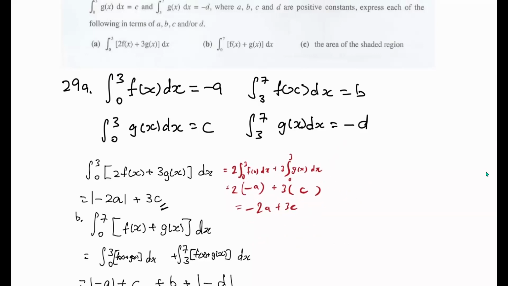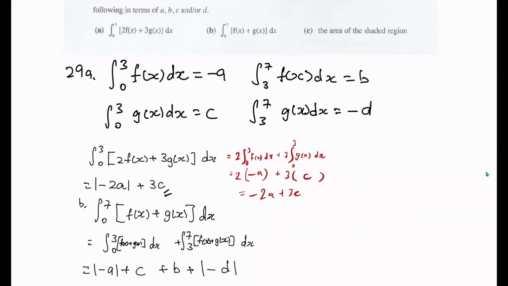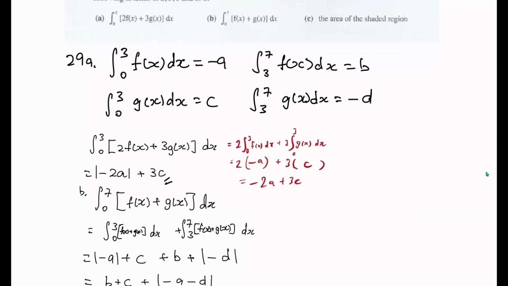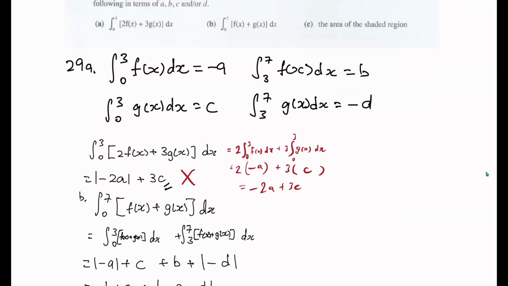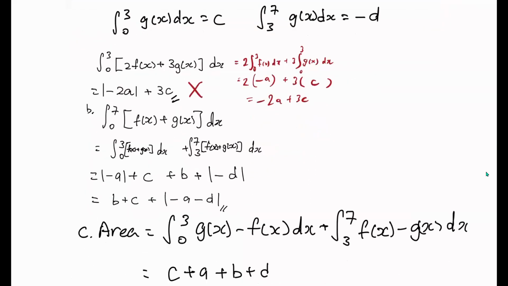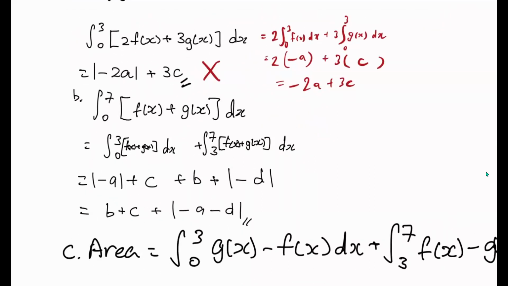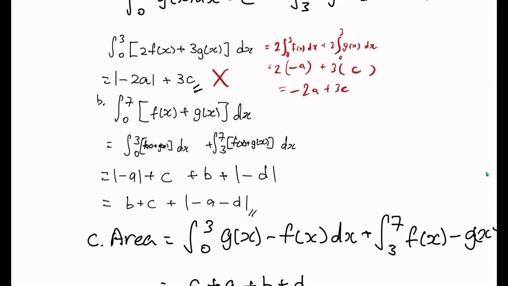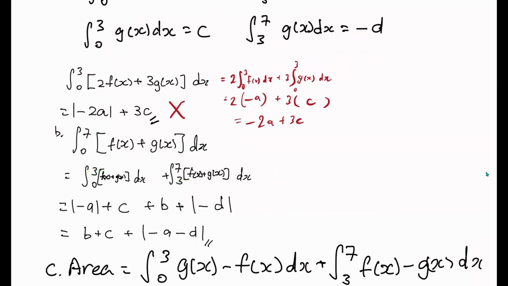How about part B? Let's see. Integral from 0 to 7 of fx plus g of x. So integrate term by term here. Oh, actually you did it a different way. You split it up by a limit 3 here. 0 to 3, then 3 to 7. Okay, that's fine.